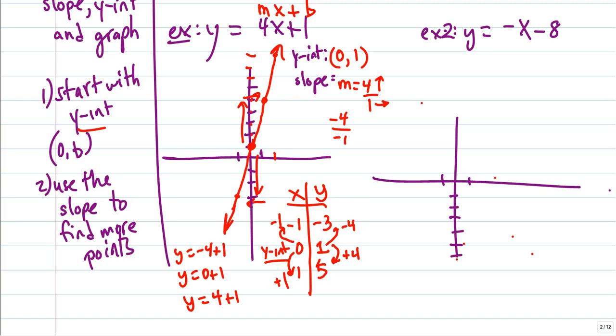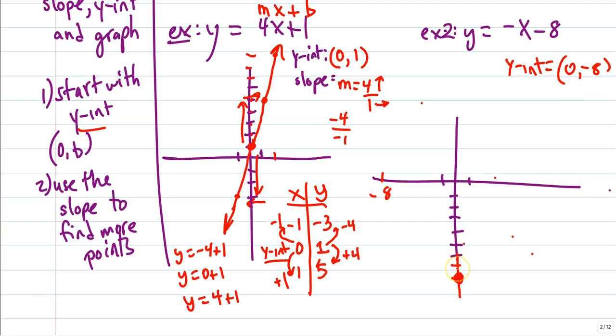So for example 2, I'm going to go through this the quick way. What is the y-intercept? Well, mx plus b. The b is that negative 8 at the end. Don't put an x-intercept at negative 8. It's the y-intercept. So literally that point is (0, -8). So 0, 1, 2, 3, 4, 5, 6, 7, 8.